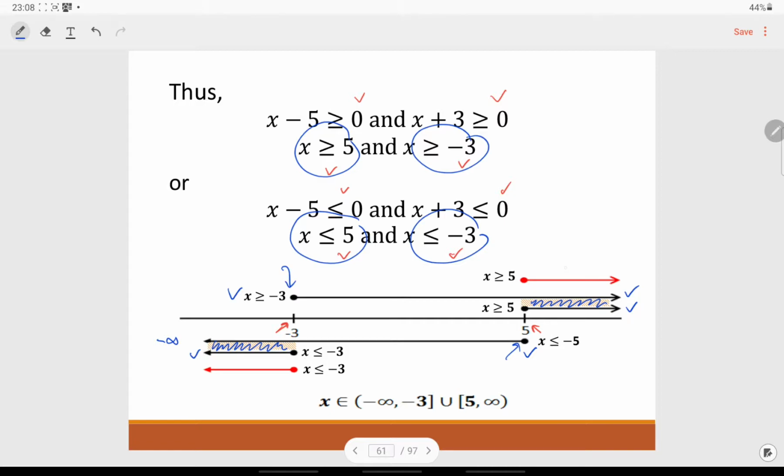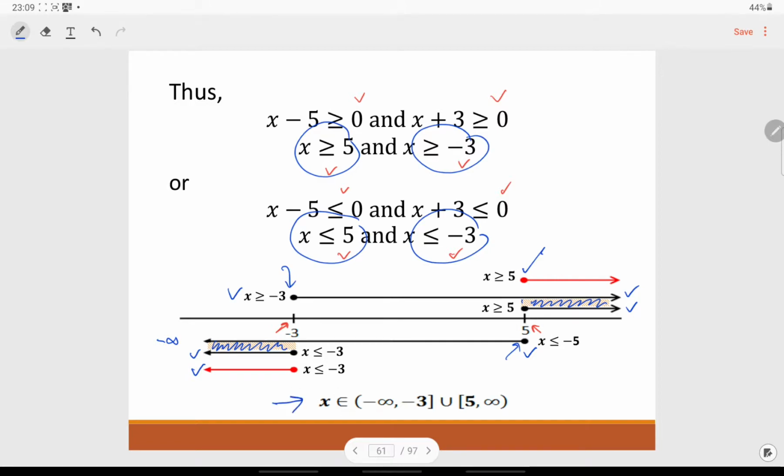So we have this red line. So we have the solutions. The first solution is x is greater than or equal to 5, this area, represented by this line. For this other area, it is represented by this red line. So it is x is less than or equal to negative 3. We combine these two solutions together, and we come out with this interval.